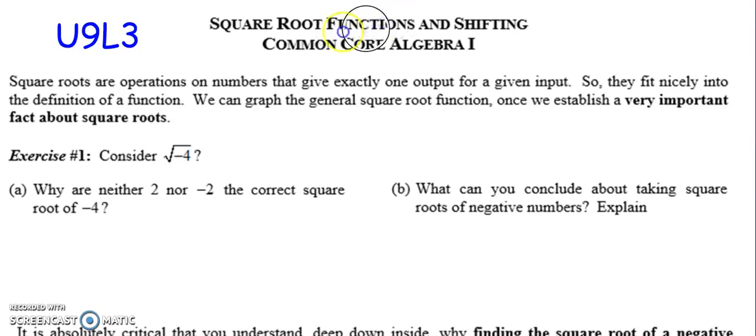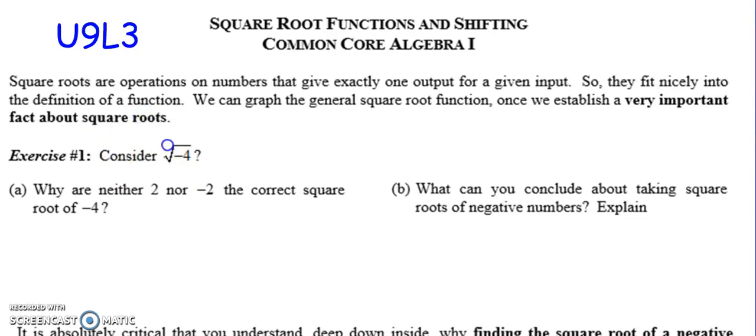Alright, so we're talking about functions. Hopefully you remember what those were. A function, remember, just says that for each input value, you get exactly one output value. So, square roots are operations on numbers that give exactly one output for each given input, so they fit nicely into our definition of a function. And we could graph the general square root function once we establish a very important fact about square roots.